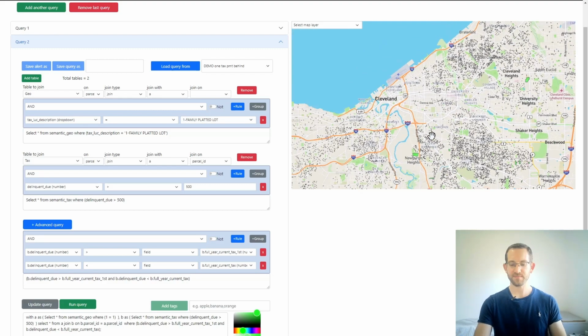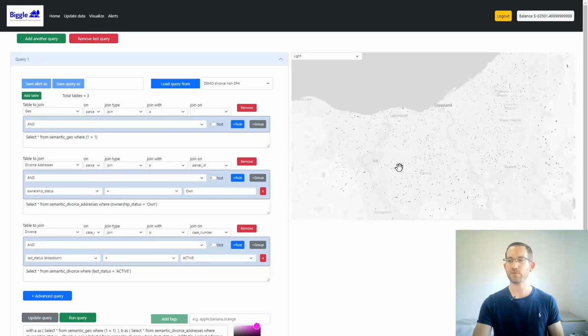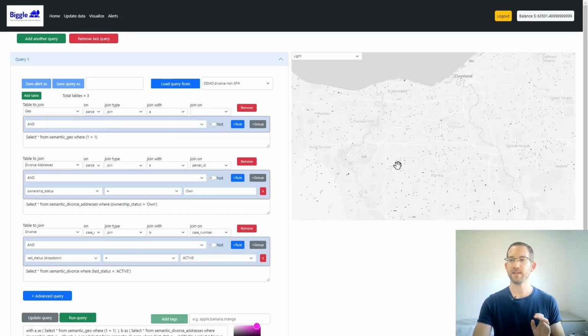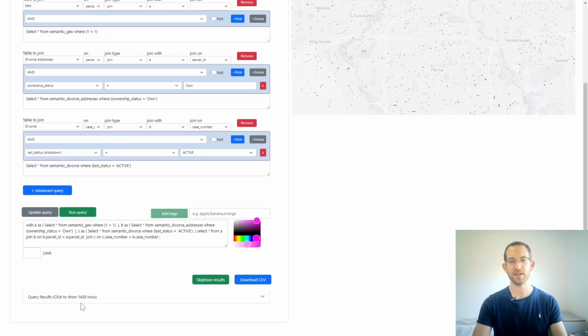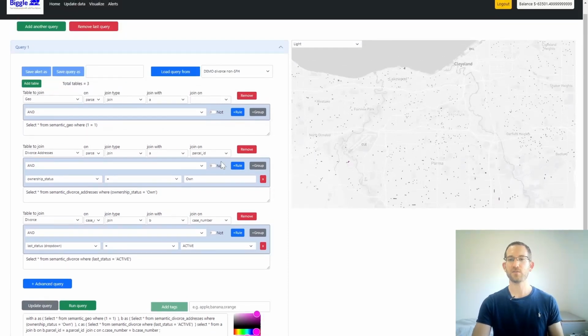Okay. Next example. This shows all the individuals who live in and own their homes and who are going through a divorce. Divorce is a time of great change, often for real estate as well. So every one of these examples might be a potential opportunity. And in this case, we have 1,430 of them. This is people in an active divorce case who own their property.